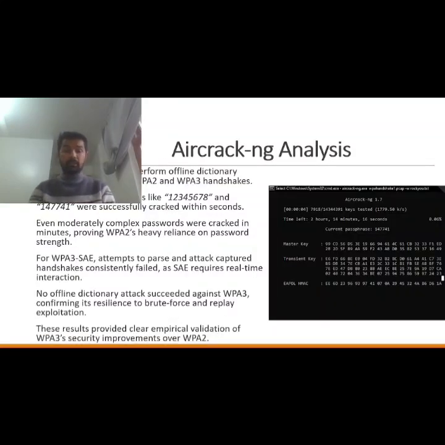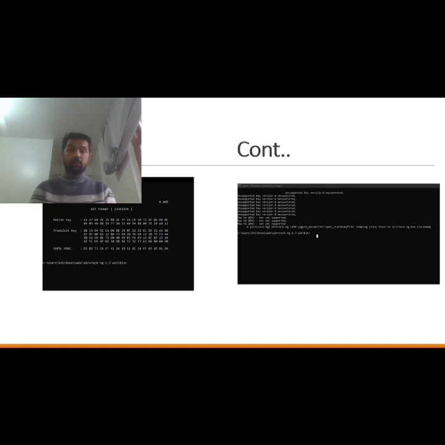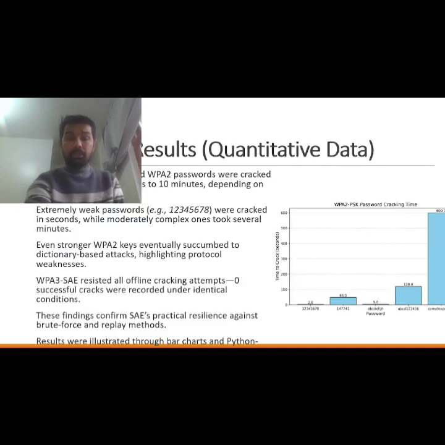Aircrack-ng analysis. Using Aircrack-ng, weak WPA2 passwords were cracked within seconds, while moderately strong ones were broken in minutes. On the other side, WPA3 resisted all attempts since SAE requires live interaction. These results confirm WPA3's improved resilience in practical testing. This also shows the experiments and quantitative data.